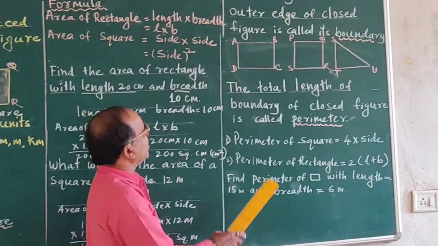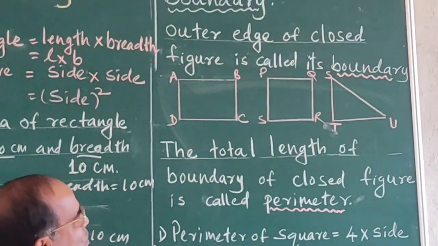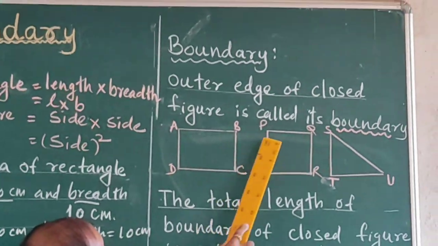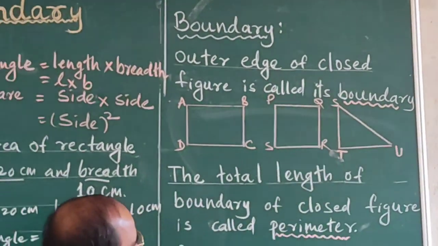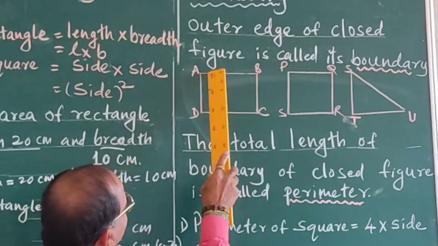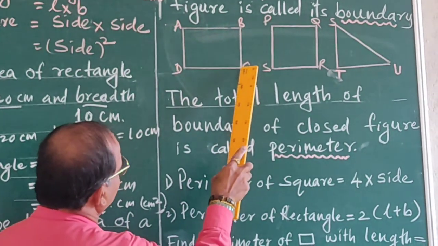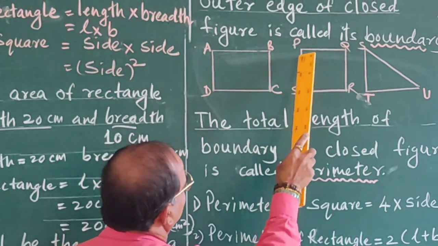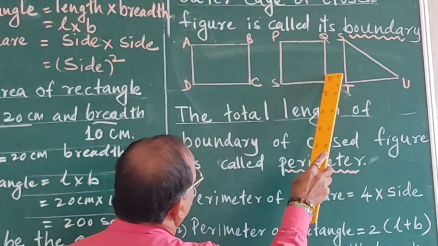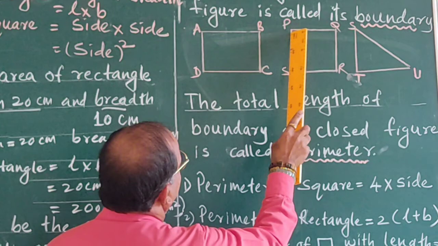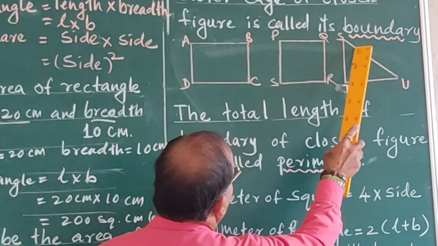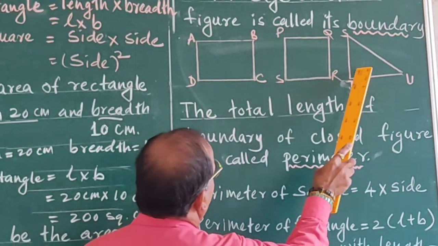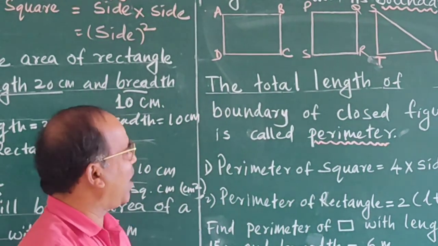What is the boundary? The outer edge of a closed figure is called the boundary. You can see here three figures are given: A, B, C, D; P, Q, R, S; and S, T, U. You can see from A to B, B to C, C to D, and D to A. These are the edges of this figure. Whatever you can see marked with the ruler, these are the edges of the closed figure. This is a rectangle, square, and triangle. That is called the boundary.